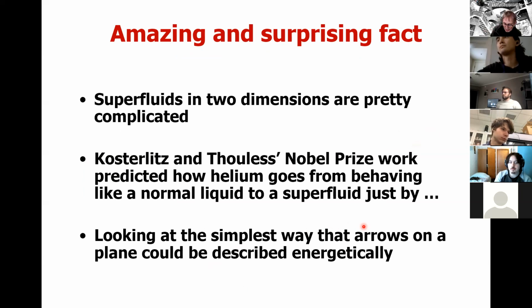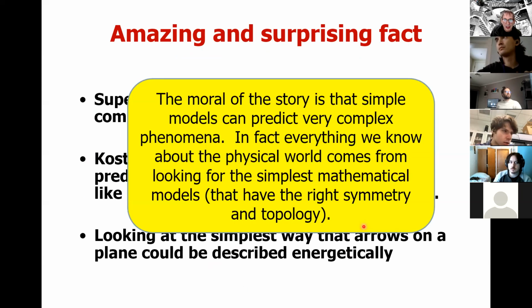That tells you about the literal observables that you can measure in experiments in rather sophisticated superfluid phenomena. So the moral of this story is that very simple models can predict very complex phenomena. And going back to what we talked about last time, where we talked about the picture of emergence as being these successive levels of description, I would argue that in fact everything we know about the physical world comes from looking for simplest mathematical models that have the right symmetry and topology.